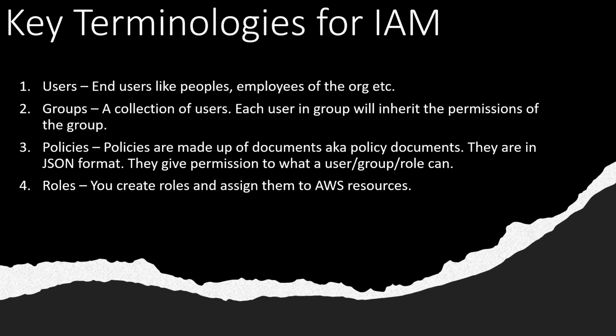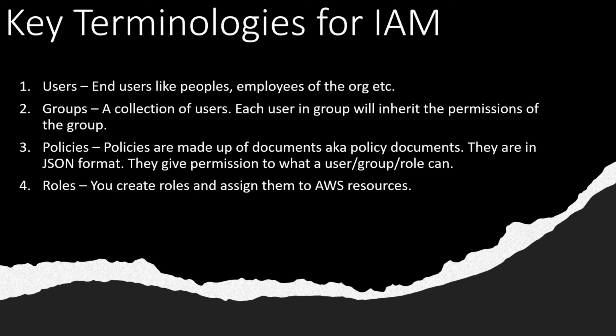You might have a group that is able to access S3, and you might have another group that is able to access EC2. So long as the users are part of that group, that user will inherit the permissions of the group and they can access. So you set the permissions in the group and it will be cascaded down to the users. We then have policies. Policies are made up of things called documents.